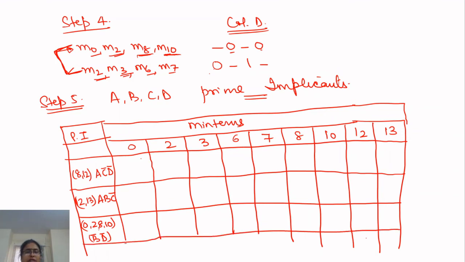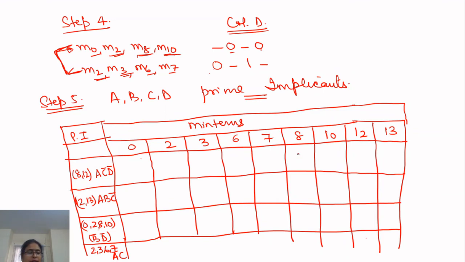And the last one is 0 dash 1 dash. This is A bar C. And this is 2, 3, 6, 7 minterms are there. And it is A bar C. Right? Now you have to put a cross on the minterms corresponding to each minterm.